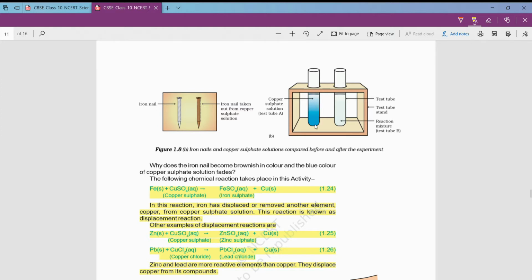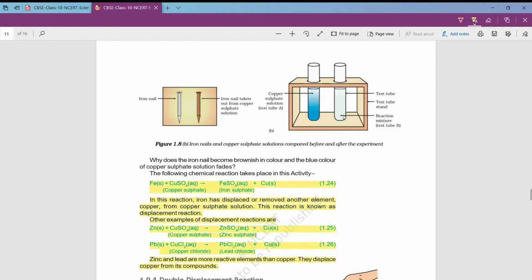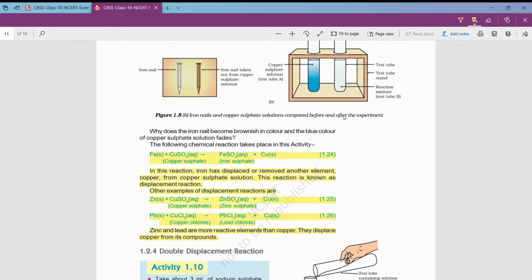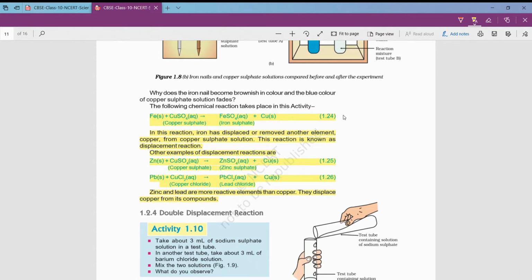This is a fresh copper sulfate solution in which no nail has been immersed, whereas this is a copper sulfate solution in which iron nails were immersed. Now compare the color of these two solutions. You will see that the test tube which had copper sulfate solution in which iron nails were immersed becomes lighter in color. This is because of the reaction occurring between iron and copper sulfate. Let us see the reaction.